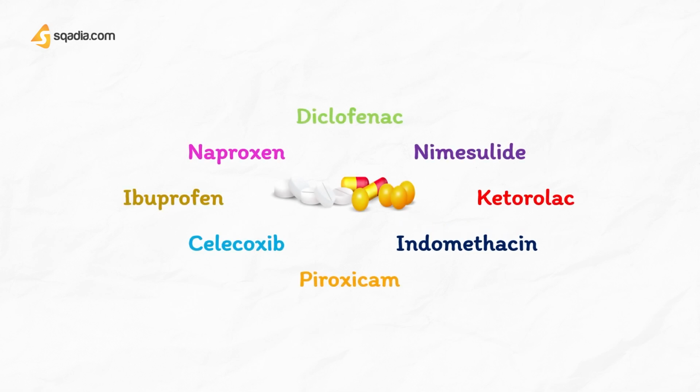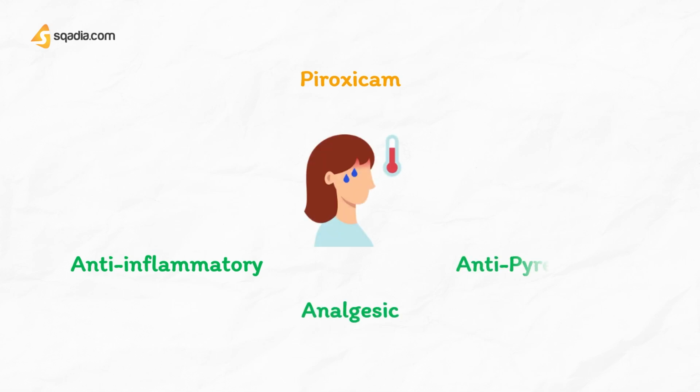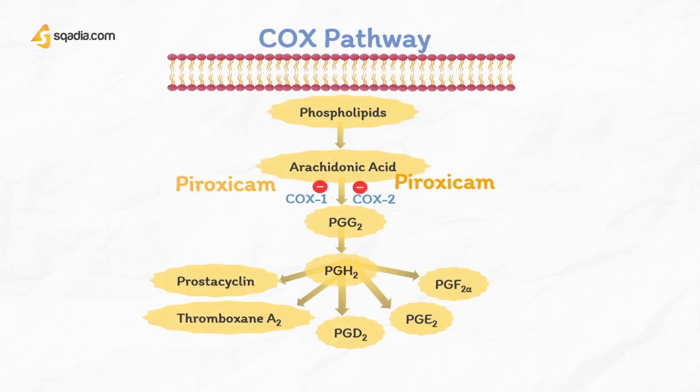Now, moving towards piroxicam, which is a long-acting potent NSAID with anti-inflammatory potency similar to indomethacin and good analgesic antipyretic action. It is a non-selective, reversible inhibitor of COX, thus lowers prostaglandin concentration in synovial fluid and inhibits platelet aggregation and prolongs the bleeding time.